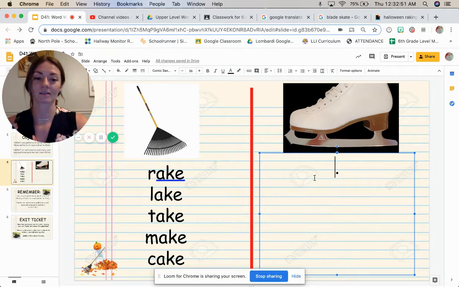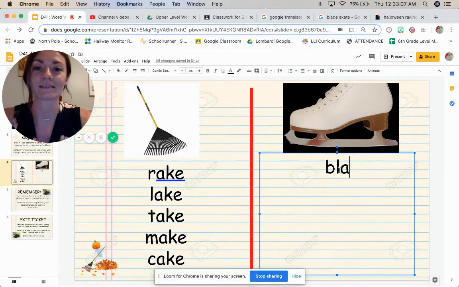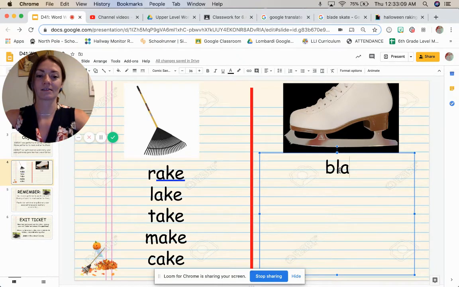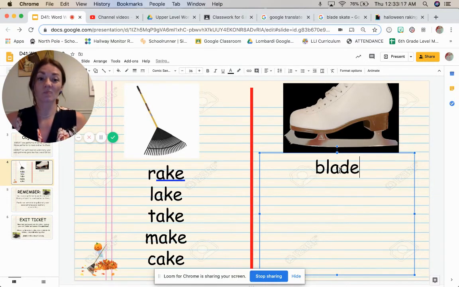Excellent. My computer's freezing up just a little bit. There we go. B, b, l, bl. The L, l, A. I'm hearing the sound that the letter A makes. Blade, d, d. Good, that's the D. Just like rake, we have a silent E at the end. So now our word looks right. Blade.